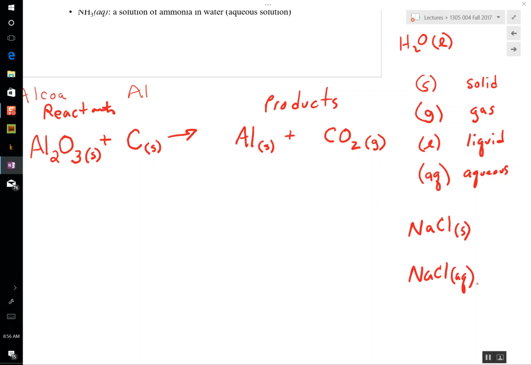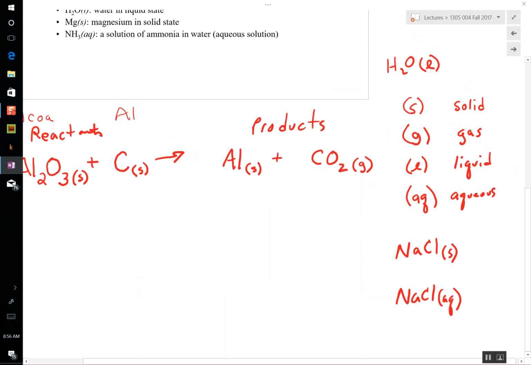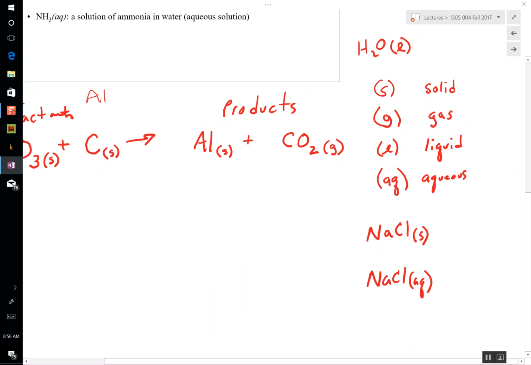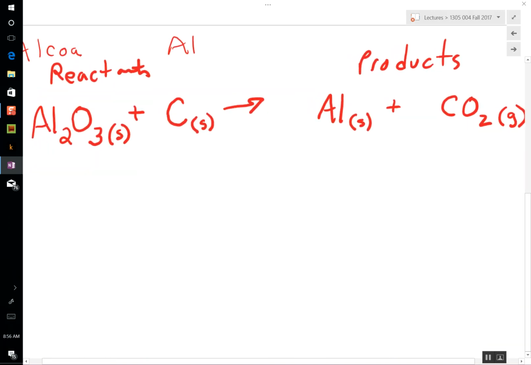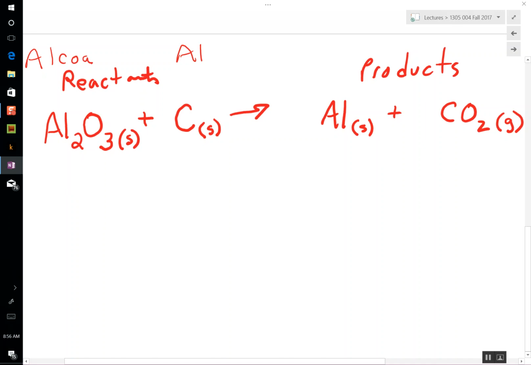I'm trying to think what others. There's a few other subscripts. I always get to this point and I forget what the other ones are. Those are the most common ones: solid, liquid, gas, aqueous, solution. Okay? Should have written those a little further over. Okay, let's go back to our equation.